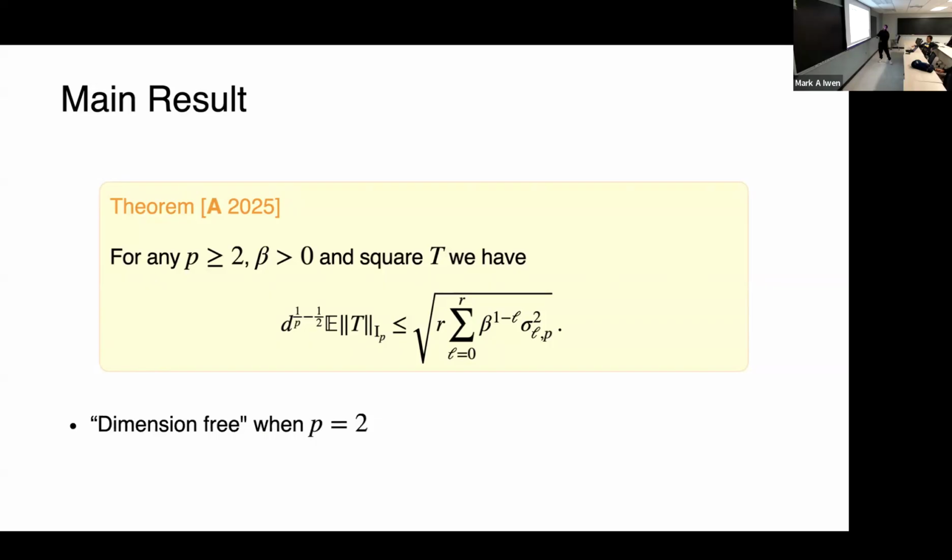Right, and so a nice thing about this bound is that when I plug in p equals 2, perhaps the most interesting case, this dimension term goes away, and it's dimension free, at least explicitly. Right, there's only some implicit dimension dependence based on those variance parameters.